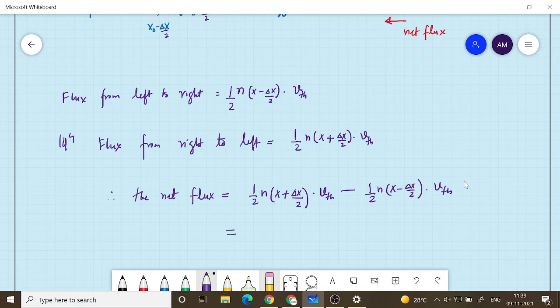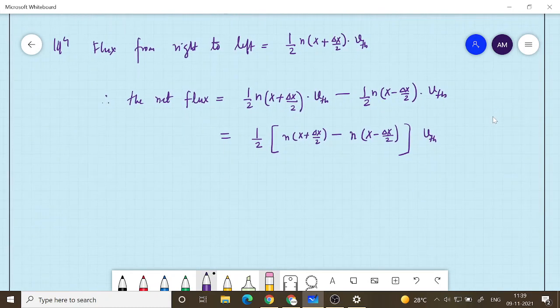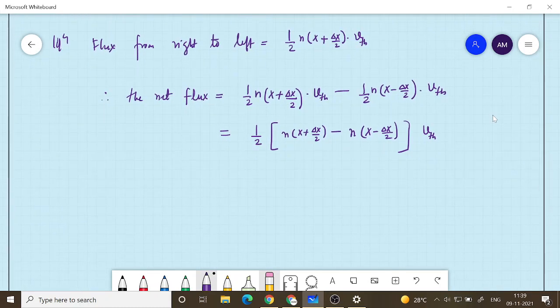So this is equal to, whatever is common, let us take it outside, half, then in bracket I have n of x plus delta x by 2 minus n of x minus delta x by 2, then Vth, thermal velocity. So this is the net flux. Now how is current related to net flux?